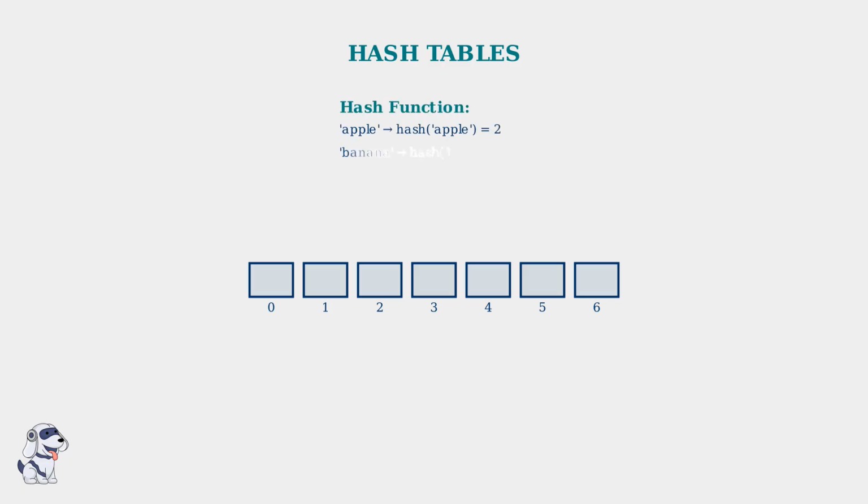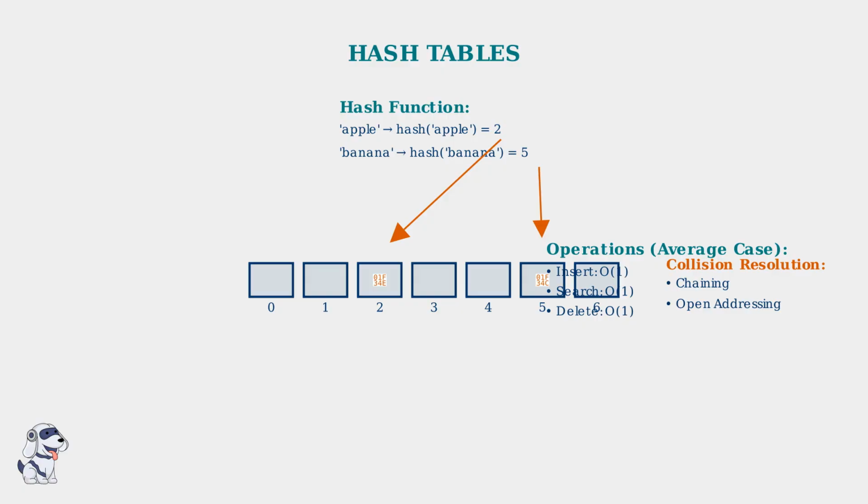Let's see how keys are hashed. The key apple might hash to index 2, while banana hashes to index 5. The hash function determines where each key-value pair is stored. Hash tables support fast operations with average case constant time complexity. However, collision resolution is crucial when multiple keys hash to the same index.